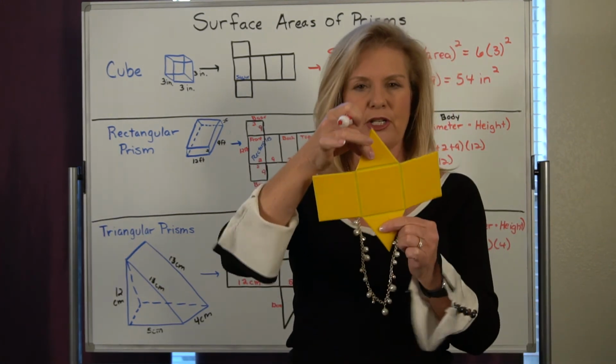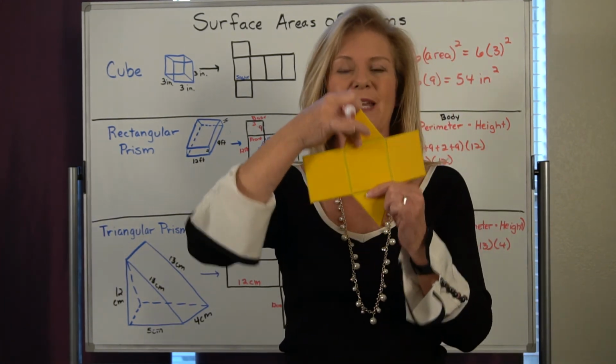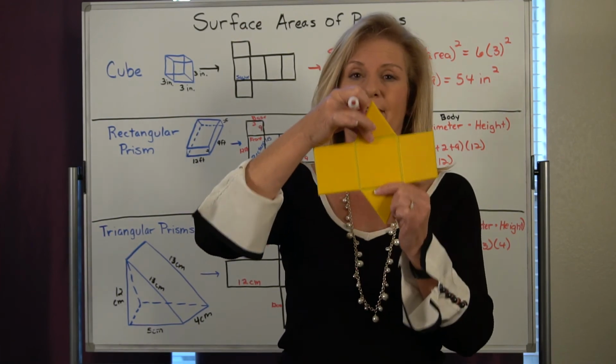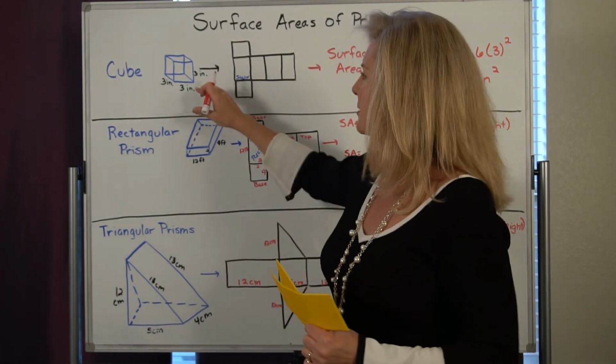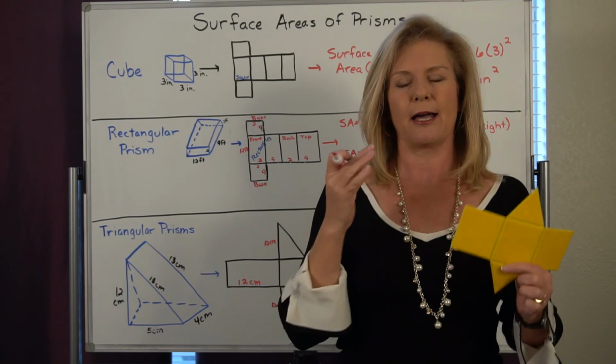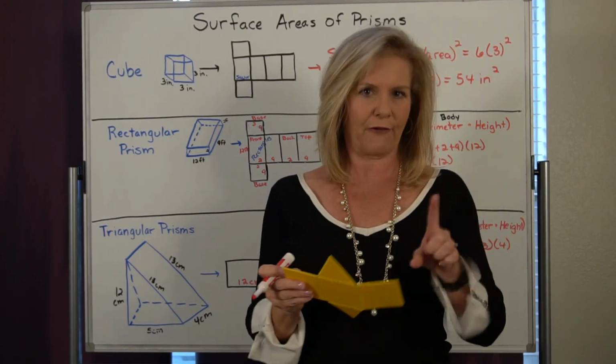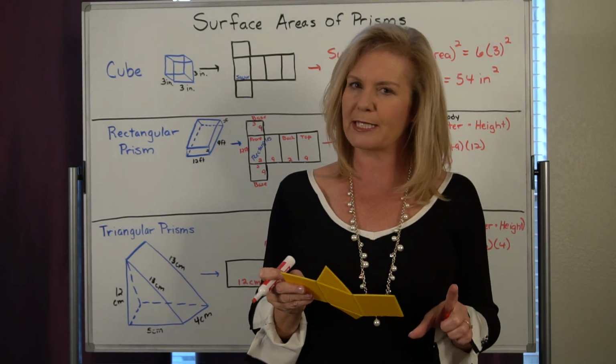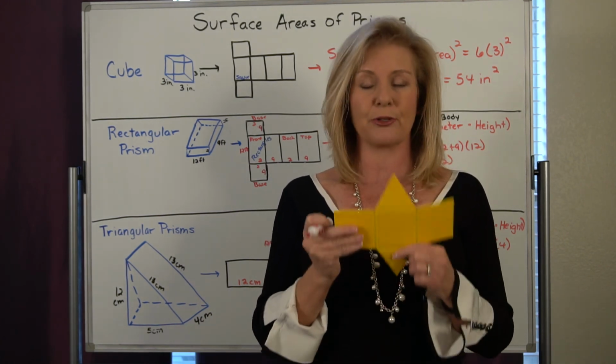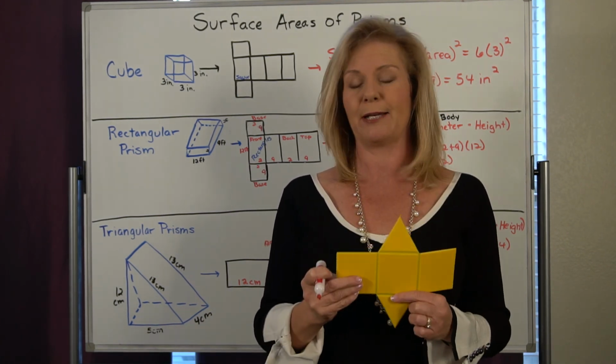We can have any shape for the bases. So I could have a pentagonal prism, I could have a hexagonal prism, but these are the most common prisms that we find surface area for. So it is difficult, and you're probably going to struggle a little bit today, but keep at it, because you'll get better at it the more you do it. Good luck.